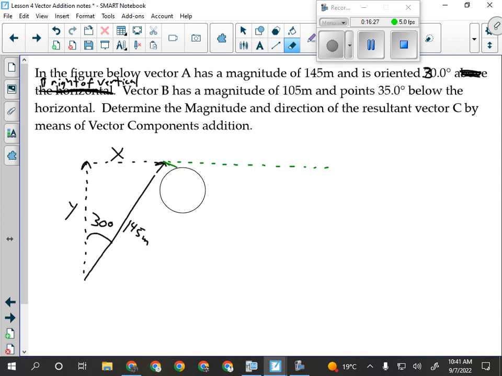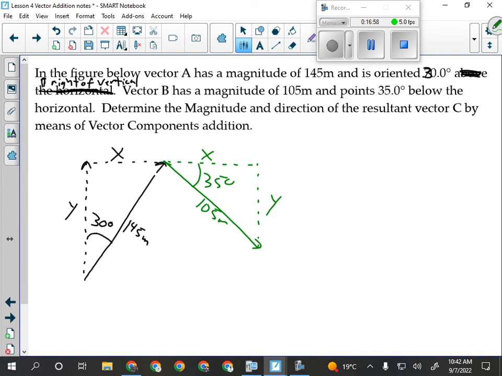Okay, so am I struggling with scale here? Yes. All right, is scale still important? That's better. And I'm just going to shorten it so it's more like 105. Yeah, something like that. So that's 35 degrees below the horizontal. That's 105 meters long. That's X, that's Y.